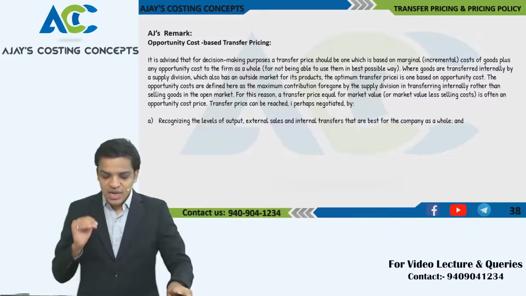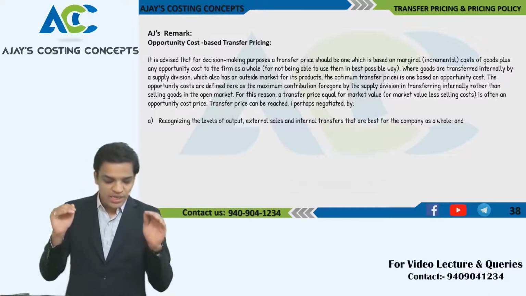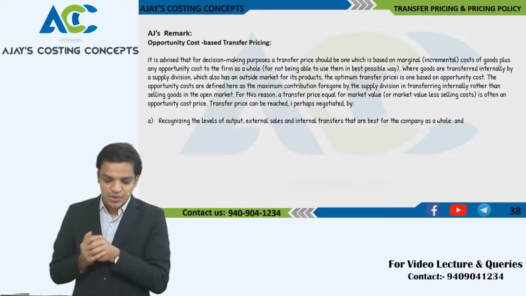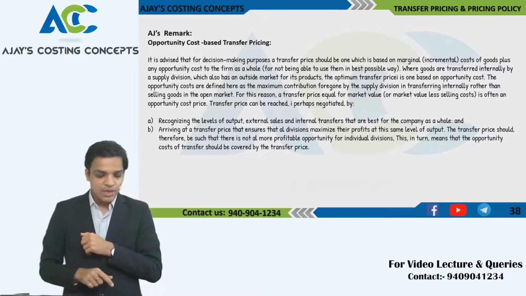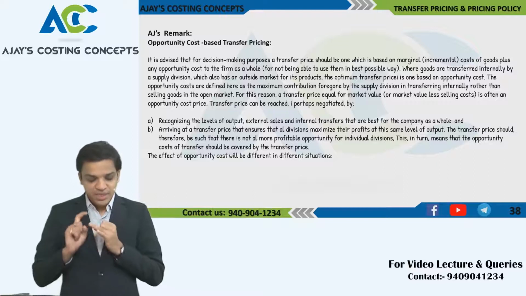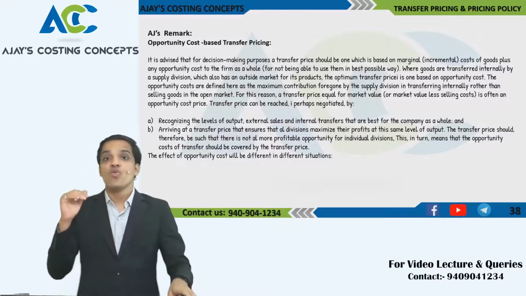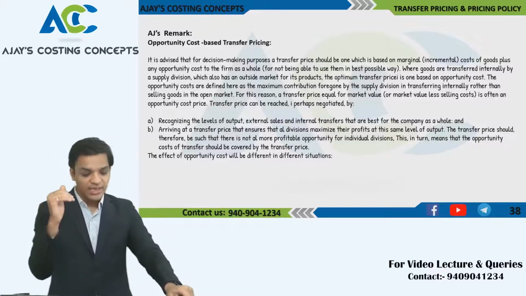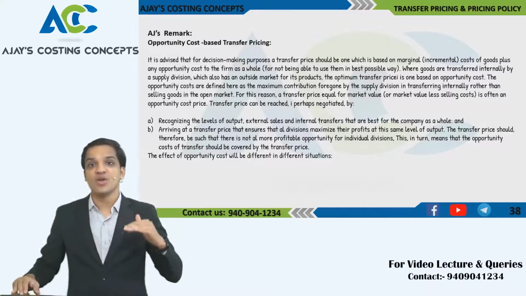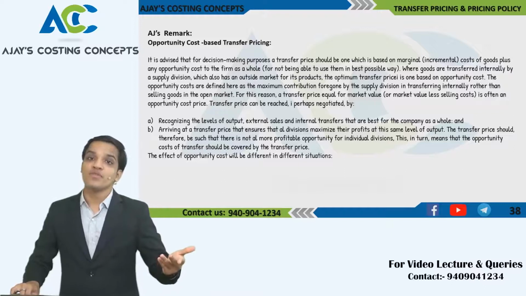For this reason, a transfer price equal to market value, that is market value less selling cost, is often an opportunity cost price. Transfer price can be reached, perhaps negotiated, by recognizing the level of output, external sales and internal transfer that are best for the company as a whole. So what is the level of output that you have, what are the external sales, what are the internal sales, do we have spare capacity or do we not have spare capacity?